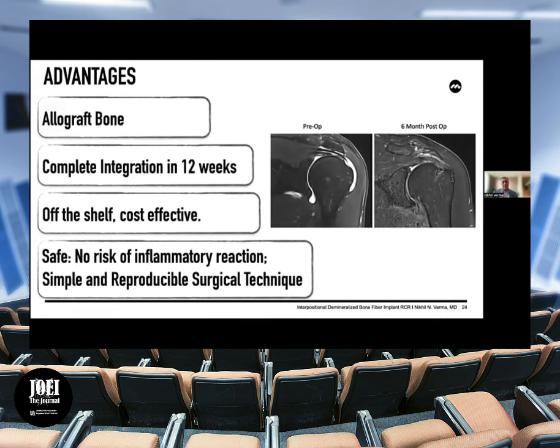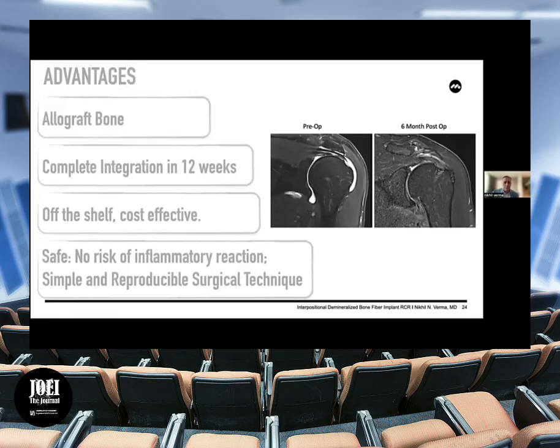So what are the advantages? It's allograft bone, very safe. Obviously, everybody's comfortable with allograft. We use it all the time for different applications. There's no concern about inflammatory reactions. It integrates very readily into bone. It's off the shelf. It can be stored. It's not something that you need to pre-order, and it's cost effective.